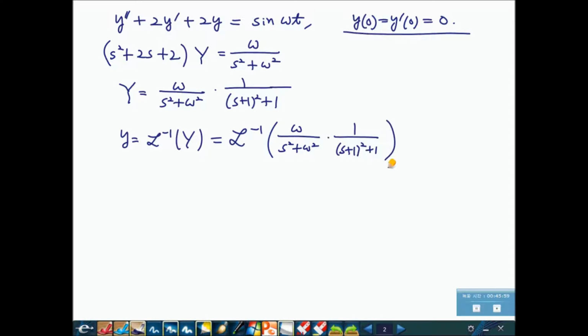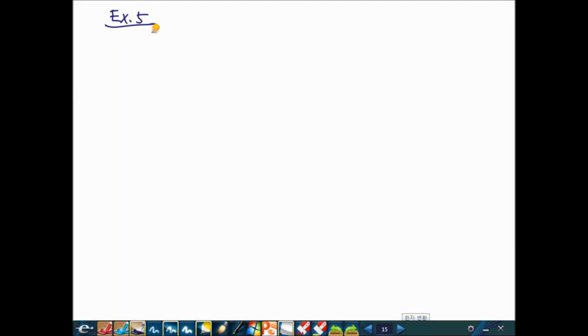So we are using the convolution. That's sine omega t convolved with e to the minus t times sine t. It's actually example 5 on page 235. Okay, now I'm going to solve this using the convolution concept. y double prime plus 3y prime plus 2y equals r of t. R of t is the same thing.